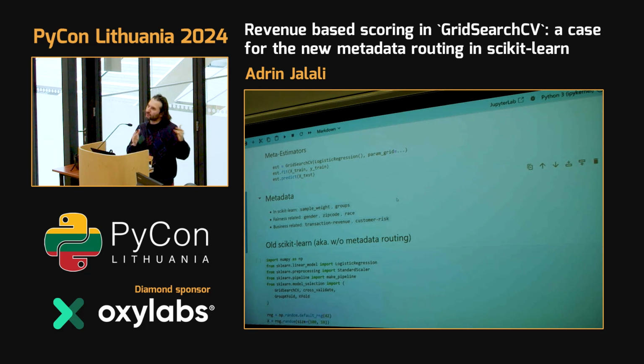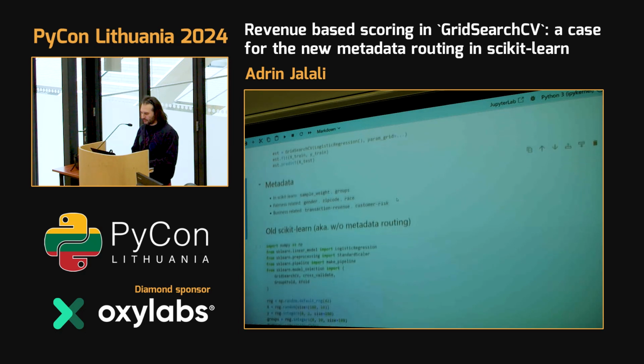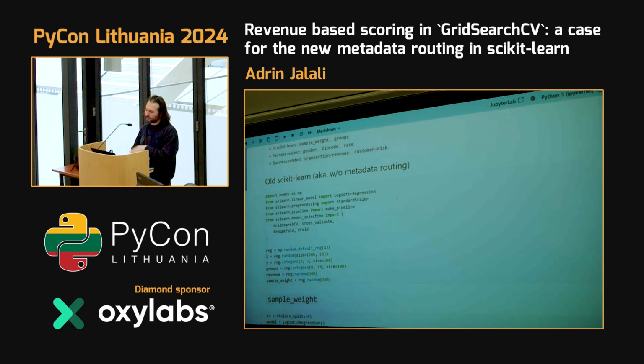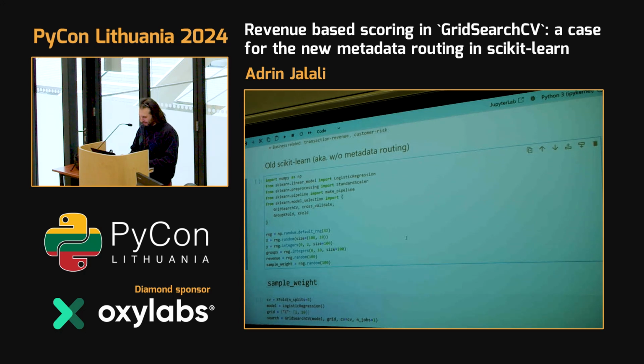Or if you have different groups in your data, imagine you have a bunch of data about each patient, and when you want to cross-validate, you don't want any data leakage between your train and test for each group. The group should be either in your test data or in your training data. And you can have business-related metadata. You can have transaction, revenue per transaction, or customer risk, which are things about your data, and you want to pass them along. Right now, or like before metadata routing, you couldn't do that. But let's showcase some things.